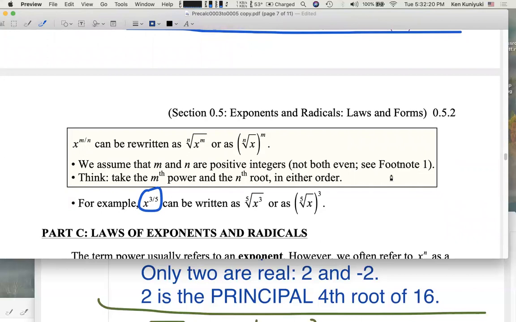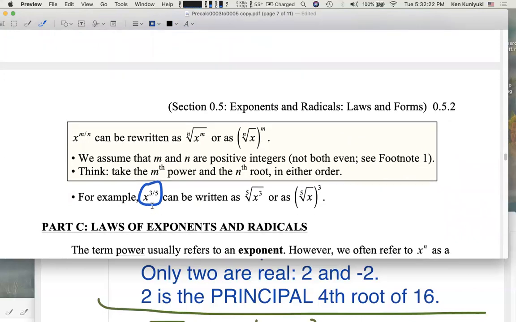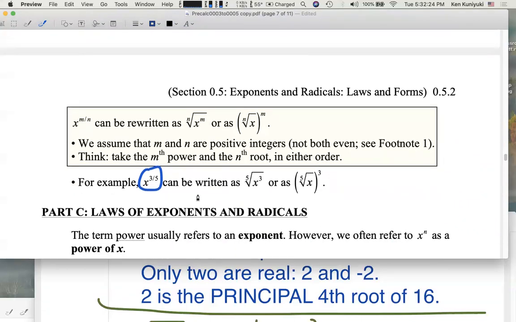They're very technical details. So x to the 3/5 can be written in 2 easy ways. You can take x, cube it, and then take the 5th root, or you can take the 5th root of x first, and then cube the result. Which is easier? Well, it depends. All right. So that was a review of radicals. Later on, we're going to discuss laws of exponents and radicals. These are closely connected.